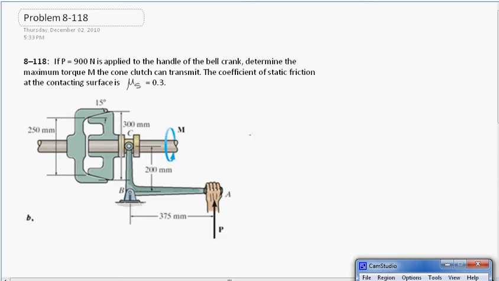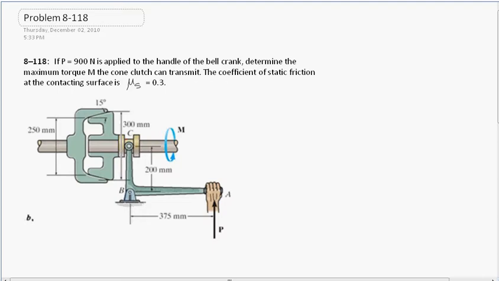This is the video solution to problem 8-118 from the textbook. The problem reads, if P equals 900 newtons is applied to the handle of the bell crank, determine the maximum torque M the cone clutch can transmit. The coefficient of static friction at the contacting surface is mu s equals 0.3.